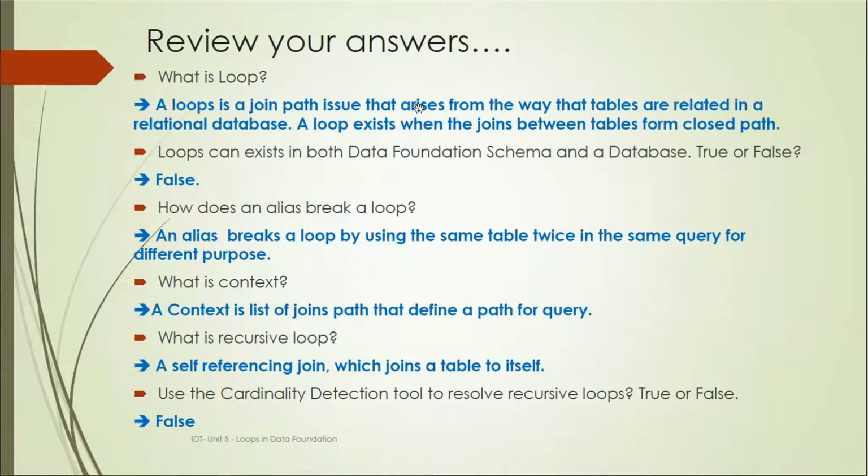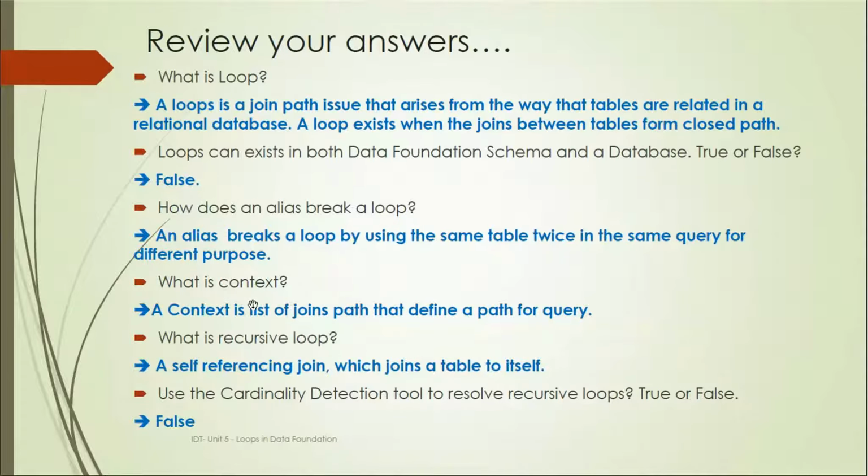A loop is a join path issue that arises from the way tables are related in a relational database. A loop exists when the joins between tables form a closed loop. A loop can exist in both the data foundation schema and the database: this is false. It only exists in a data foundation. How does an alias break a loop? An alias breaks a loop by using the same table twice in the same query for different purposes.